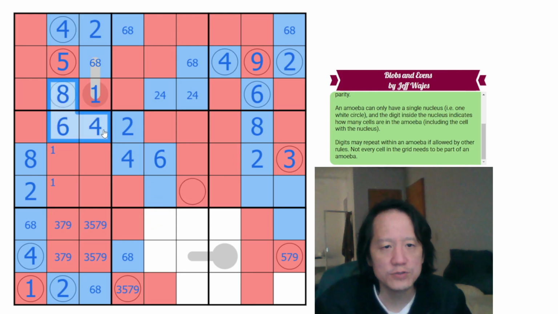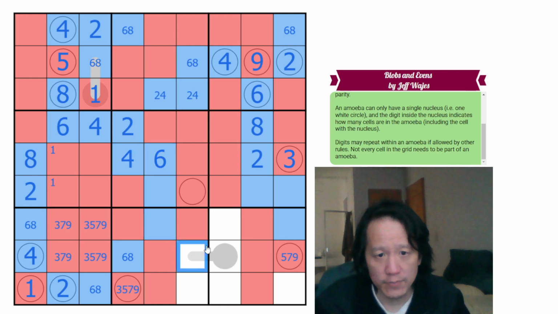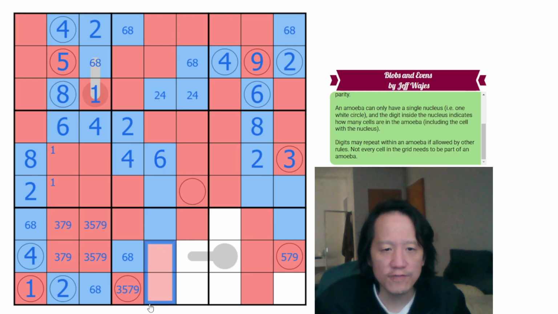Therefore, we have 1, 2, 3, 4, 5, 6, 7 must continue on. Therefore, this is 8, and therefore the ones next to it have to be odd to make sure this amoeba doesn't get longer, right? So because it's only 8 in length. We now have 5 odds in box 8.